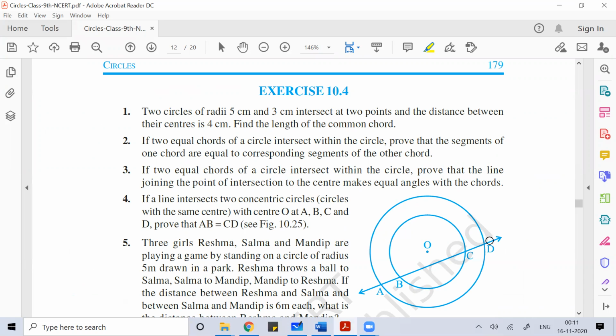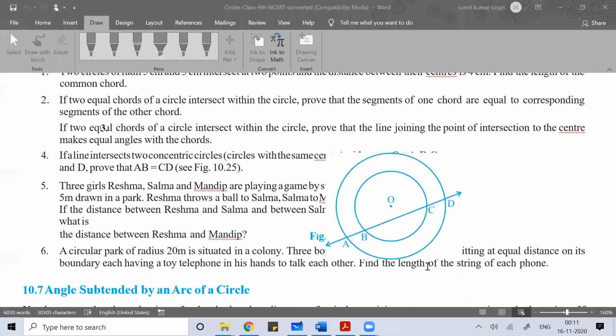If a line intersects two concentric circles with the center O, and the points of intersection are A, B, C, D, prove that AB is equal to CD. It is very easy. If you draw a perpendicular line from the center on the chord, it will always bisect the chord. So, very simple concept.